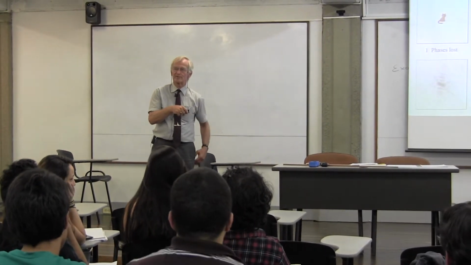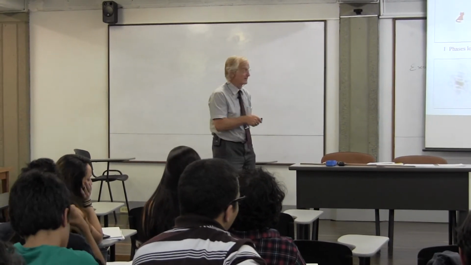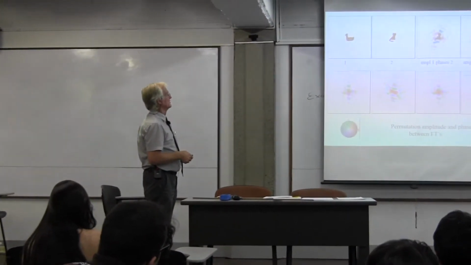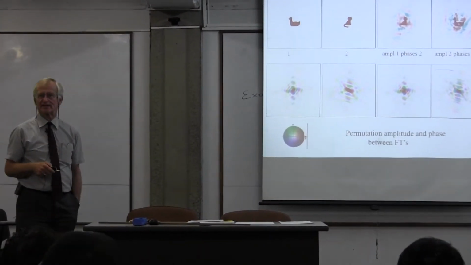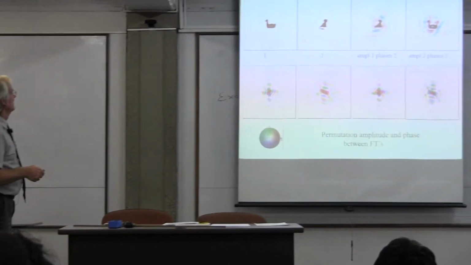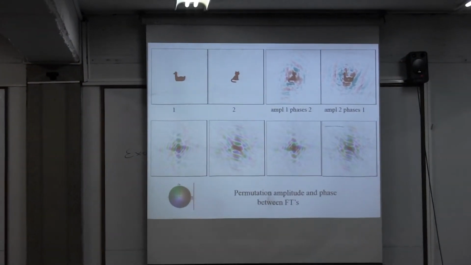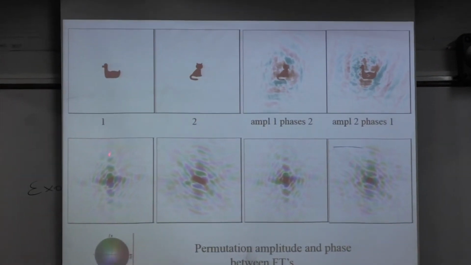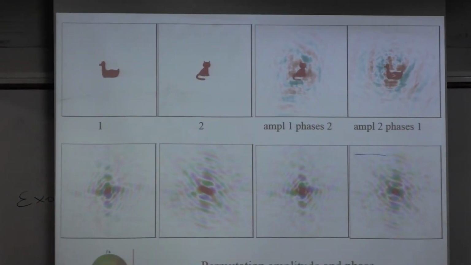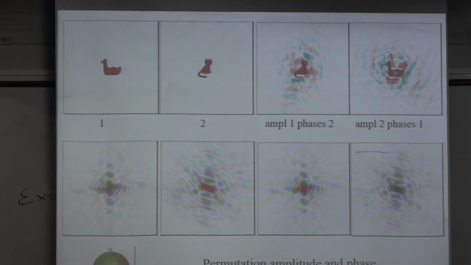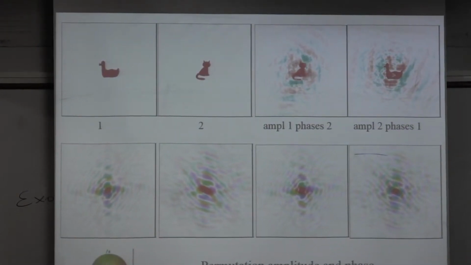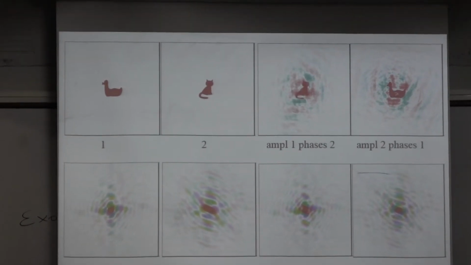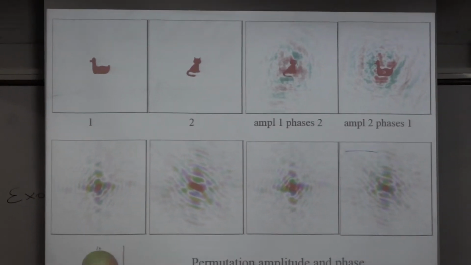I'm doing, what is the effect of that? An even worse example is this one that's really funny. I have this duck and I have this cat, and they both have very nice Fourier transforms. But I put this aside as amplitude files and phase files, and I did something dumb. I swapped them.